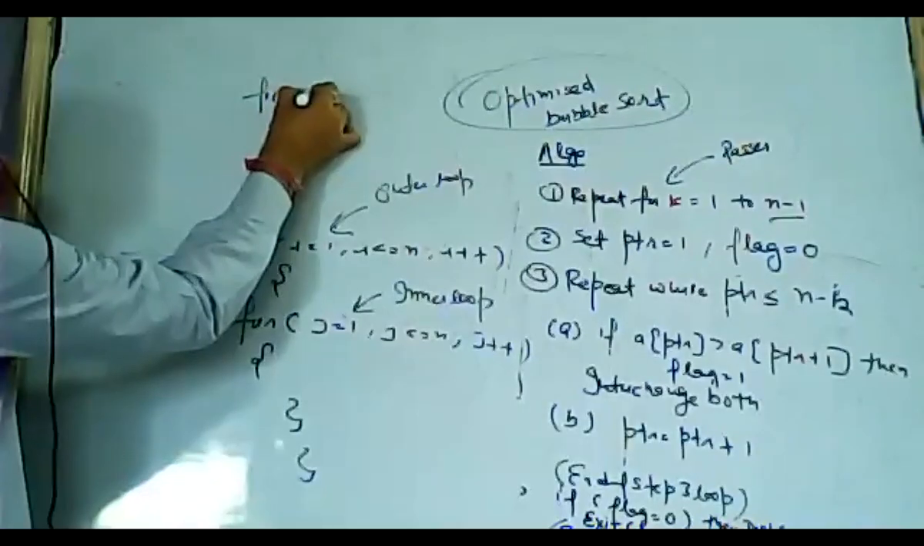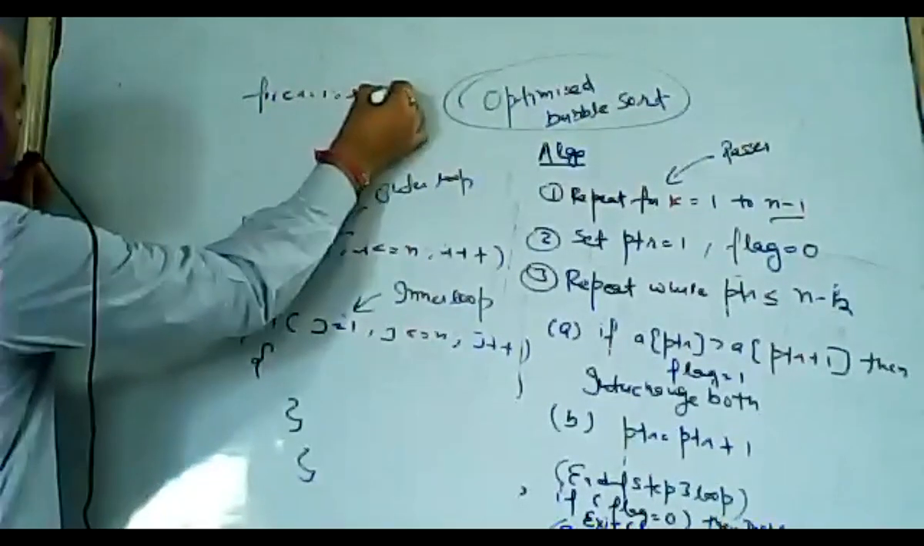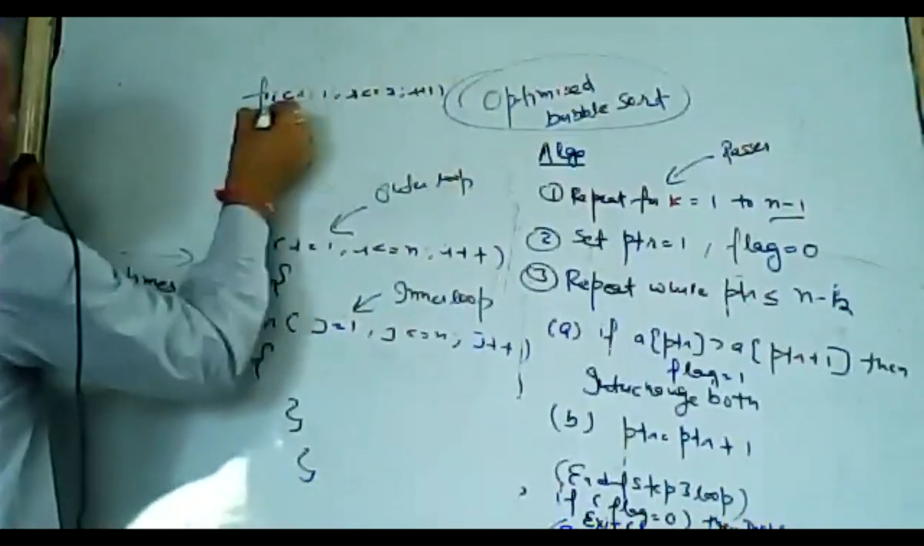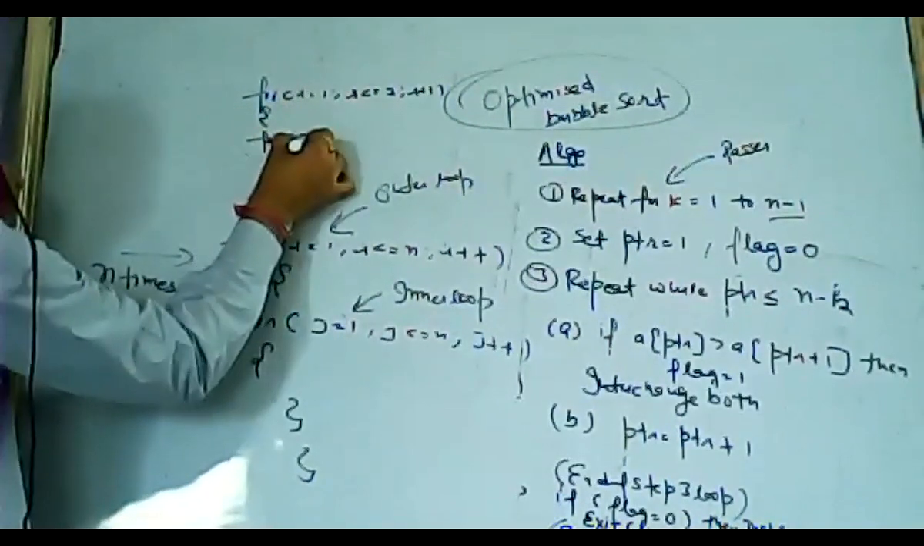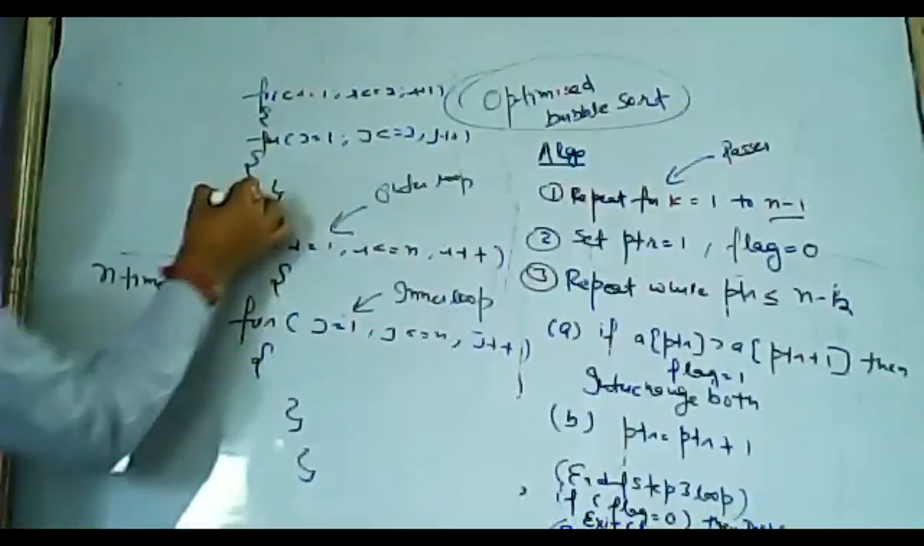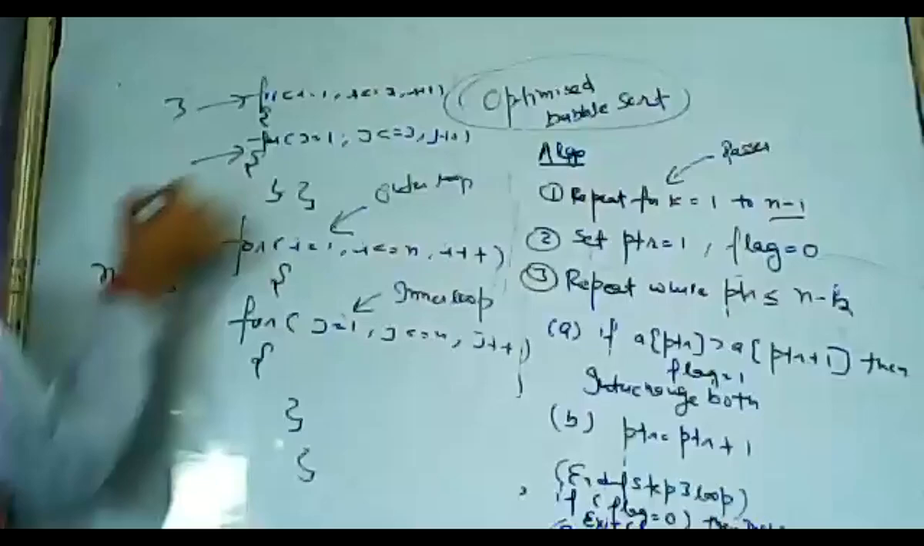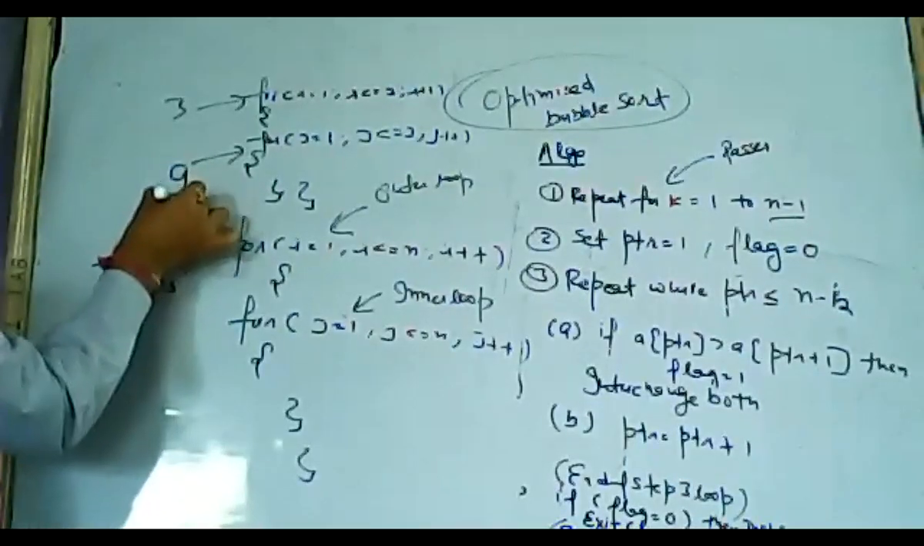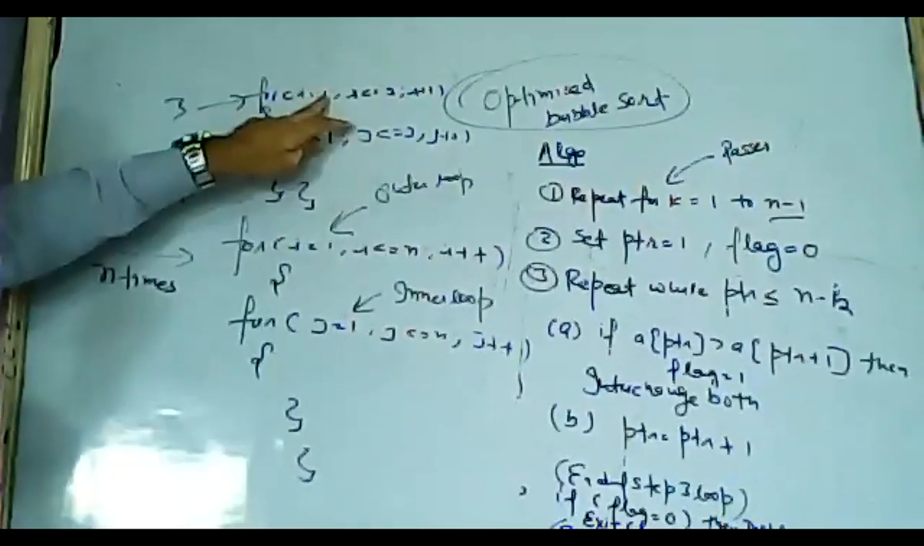For i is equal to 1, 2, 3, i plus plus, and for j is equal to 1, 2, 3, j plus plus. तो i की लूप कितनी बार चलेगी? 3 times. और j की लूप कितनी बार चलेगी? 3 times. 3 into 3, 9 times. Because i की 1 वैल्यू के लिए लूप 3 बार चलेगा, i की 2 के लिए 3 times, i की 3 के लिए 3 times.